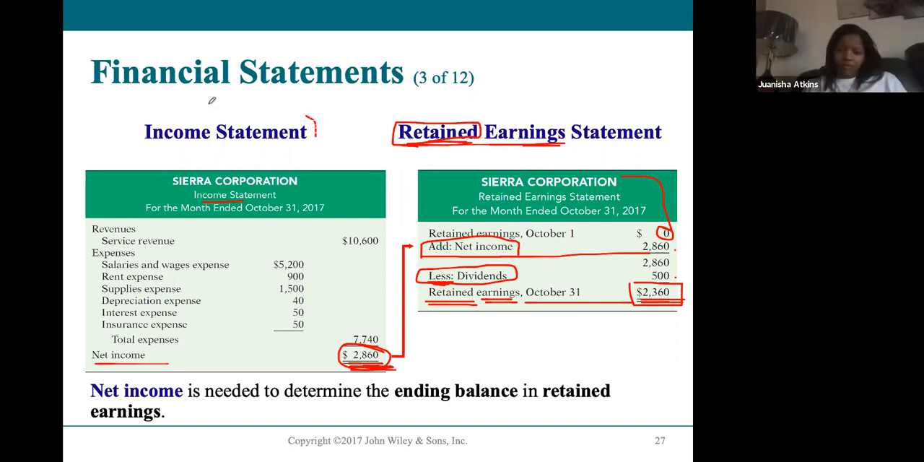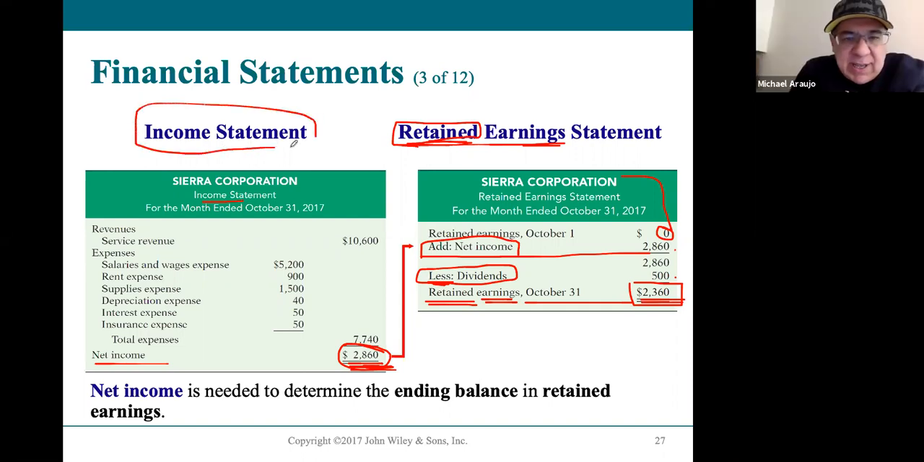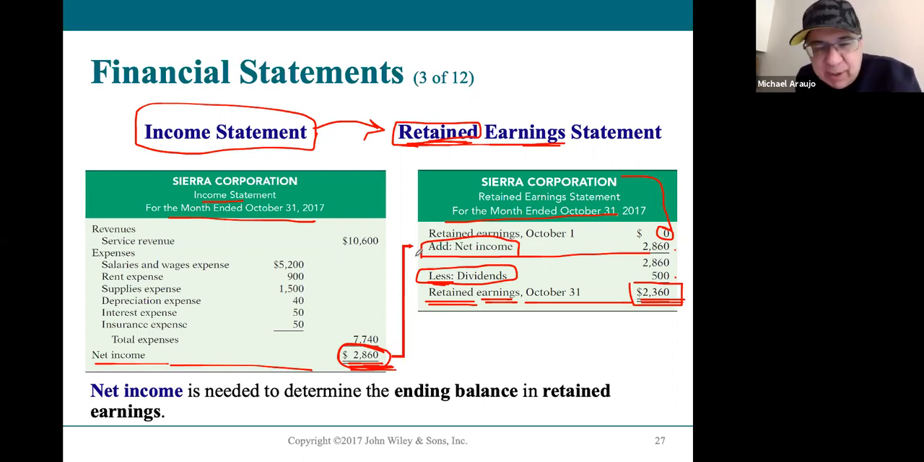I want you to notice another thing on these two financial statements. The income statement and the retained earnings statement cover the exact same period of time. And that's because you can't have a retained earnings statement without first calculating the profit. So you have to calculate the profit of the company before you can do a retained earnings statement. So income statements are always done first. Retained earnings statements are always done second. And they're always for the same period of time.